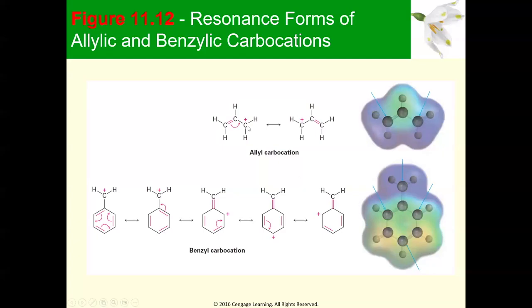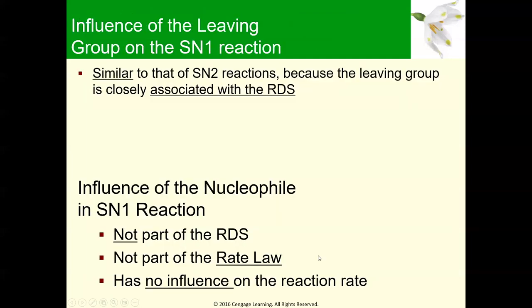Both of these you might think of as primary carbocations, because this positive charge is on a carbon that's attached to one other carbon, and this positive charge is on a carbon that's attached to one other carbon. So you might think of them as primary, but they're not really primary because of resonance forms. So let's talk about the factors affecting the rate, just like we did with the SN2. How do these other things affect the rate of the SN1?